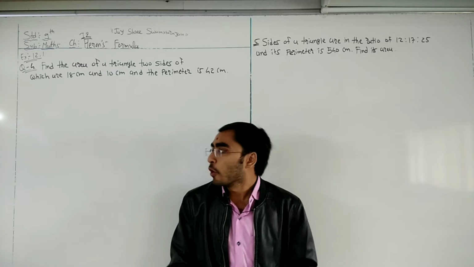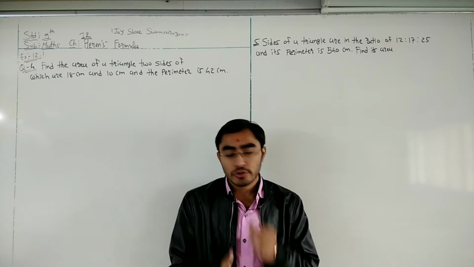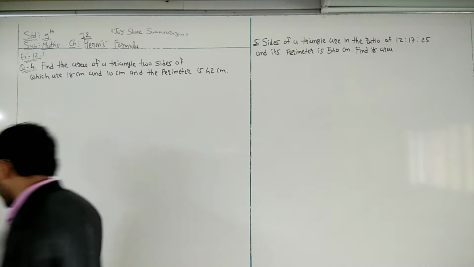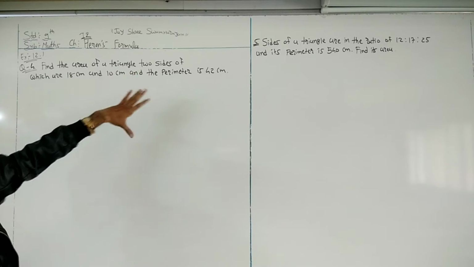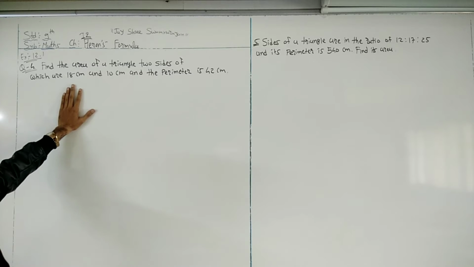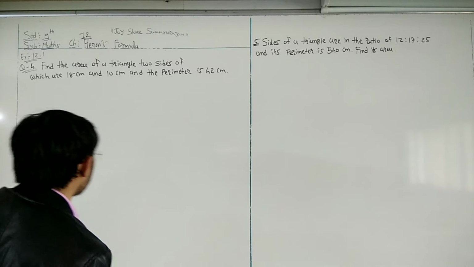Now let's move forward. Exercise 12.1, question number 4. First of all, read this question. Find the area of a triangle, two sides of which are 18 centimeter and 10 centimeter, and the perimeter is 42 centimeter.